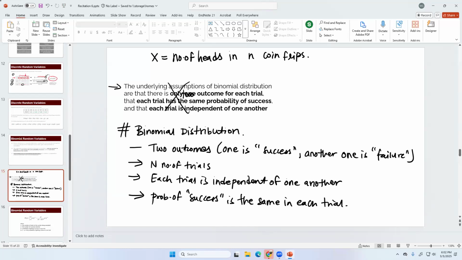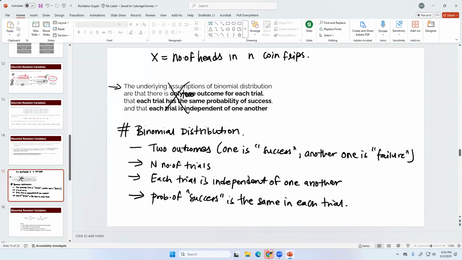Okay, the first condition is that your experiment must have two possible outcomes. Like flipping a coin, or answering a multiple choice question. When you flip a coin, the two outcomes are heads and tails. When you answer a multiple choice question, the two possible outcomes are that you either get the answer correct or you don't. So when you have experiments that have two possible outcomes, then you can think of a binomial distribution.